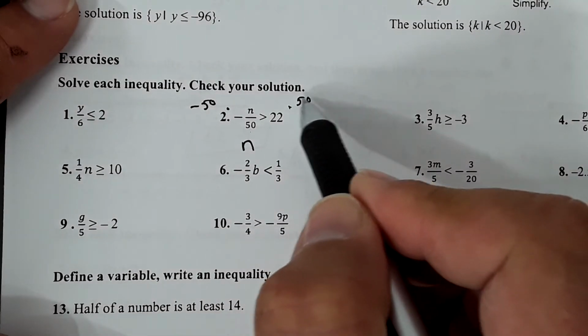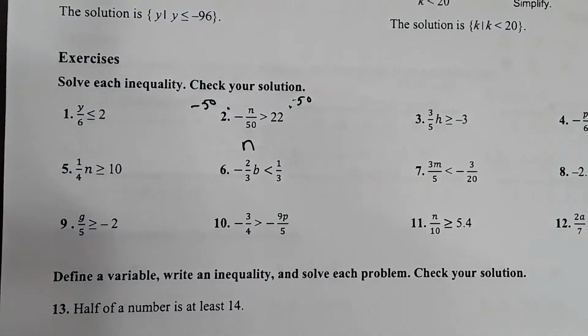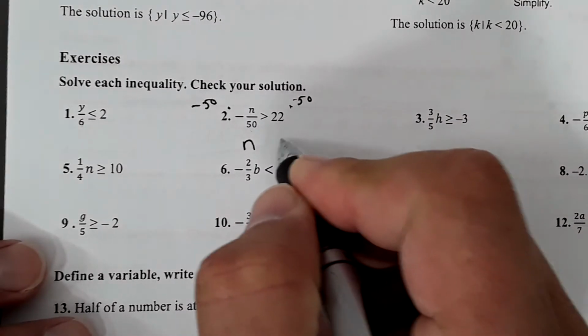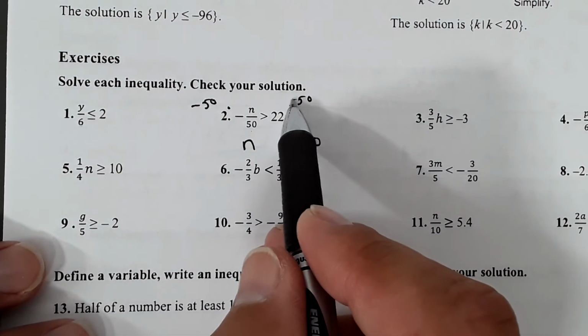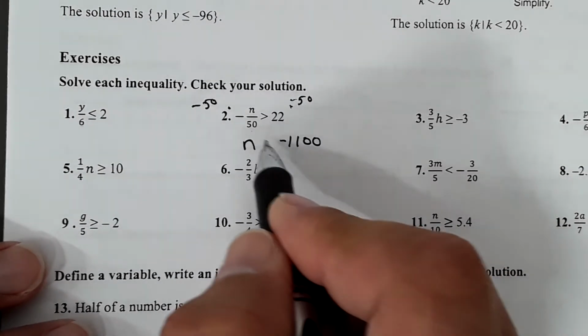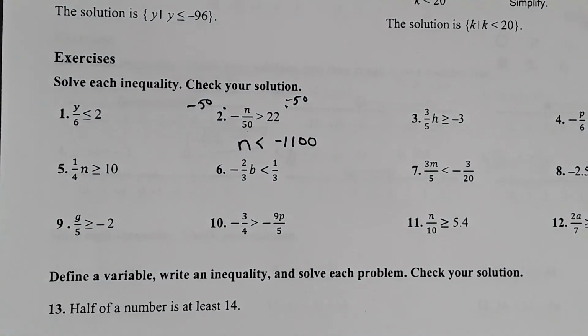We'll have to multiply by negative 50 over here. And 22 times negative 50 is negative 1100. And I multiplied both sides by a negative, so I'm going to change the sign.